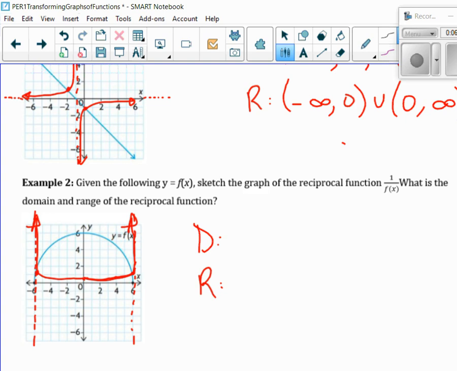So domain, this time it's going to be round brackets on -6 to 6. And my range, what's the lowest that I have here? Remember, the lowest was the 1/6, and it actually equals 1/6, so I'm going to have a square bracket around 1/6 going to infinity.